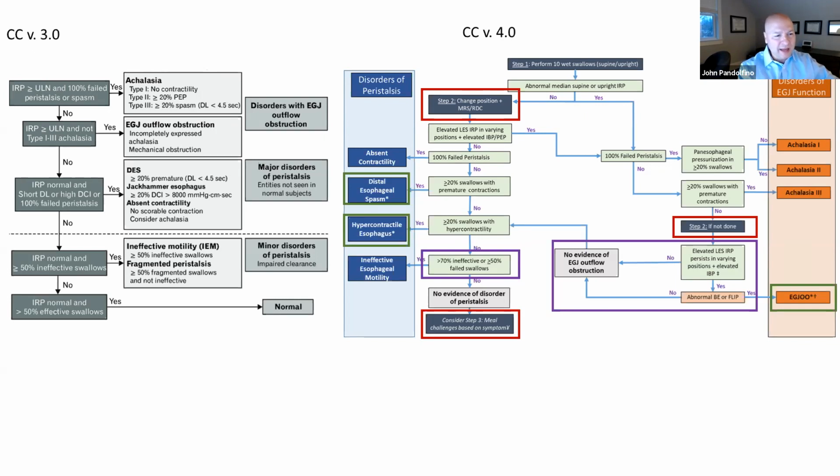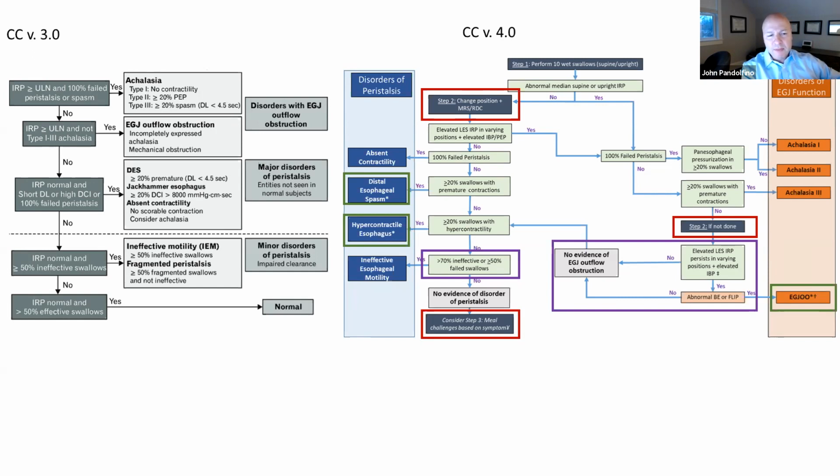We kind of removed that fragmented swallow part that we had last time, because it really didn't matter too much, and it really fell within the construct of ineffective esophageal motility. So now ineffective esophageal motility combines both the weak swallows with a DCI less than 450, and also the fragmented swallows with a defect of 5 centimeters or more.